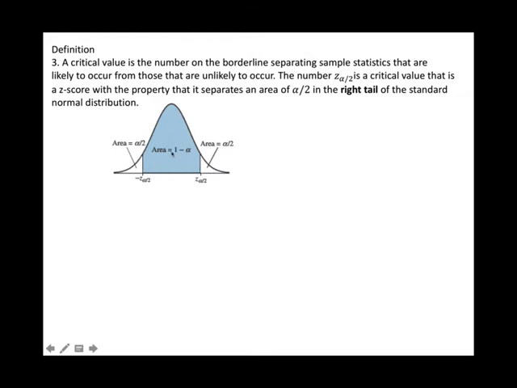Okay, remember in chapter 6, we learned that probability equals area. So the area in the middle is what is likely to occur. And remember, we could construct 90%, 95%, or 99%, which means we have a likely-to-occur region in the middle part here. And then these two parts on the sides are unlikely to occur. These two parts of the data we didn't include in my confidence interval. So the critical value is going to be the z-score, okay, z-score.